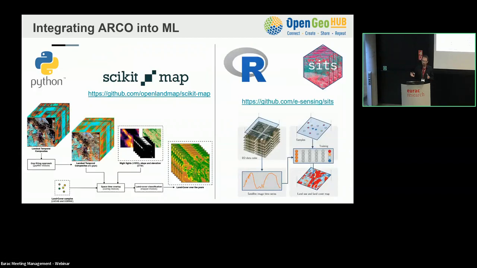And once we have this data organized, we can run machine learning. So for example, if you want to work in R, you can work with SITS, that communicates with several STAC catalogs and accesses these data cubes in different ways. And we are also developing the SciKit-Map. It's a Python package where we are also putting the connections and even the gap filling approach, everything that we are running at global scale now, it's available and documented in this package.